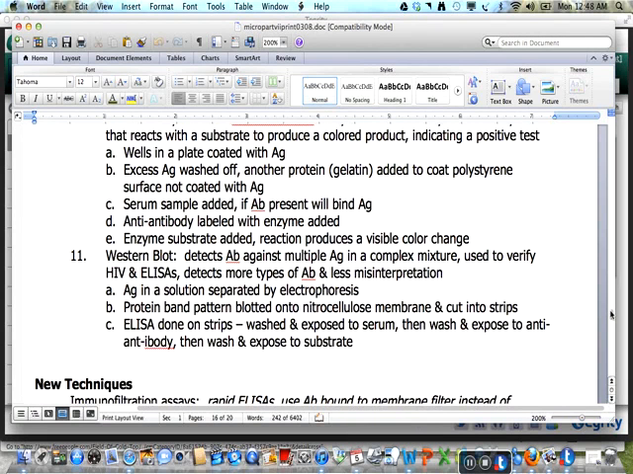It starts with antigen in solution being separated by gel electrophoresis. The protein bands are blotted onto a nitrocellulose membrane and then cut into strips. They are washed and exposed to the serum, followed by being washed again, and then exposed to antibody. Again, only the antibody sticks to the antigen and the corresponding anti-antibody. It is washed again and exposed to the substrate and observed for color change.